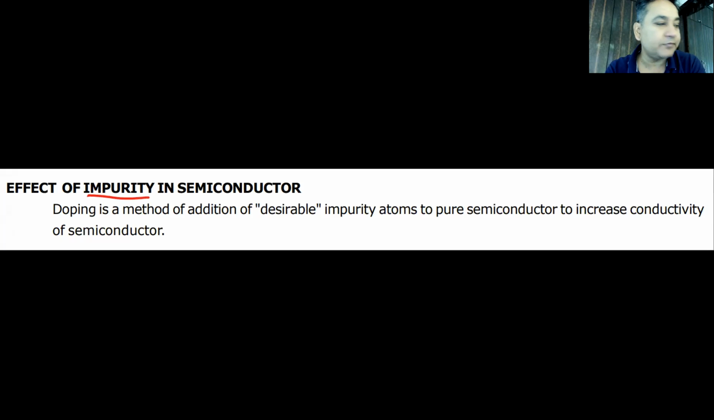When we insert this impurity, these semiconductors, silicon and germanium, will become better conductors. Do we understand this? Yes, sir. Please note it down, sir. Done, sir.